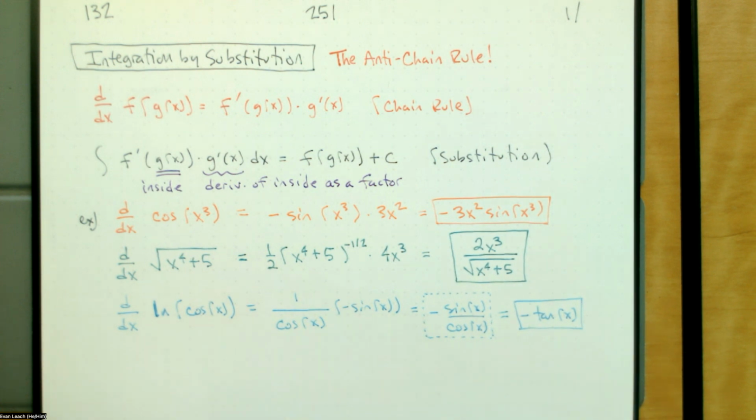The cosine x is in the denominator. I'm not multiplying by cosine x. I'm multiplying by 1 over cosine x. So cosine x is not a factor. It's the denominator. 1 over cosine x is a factor. So if we look at this fraction, negative sine x over cosine x, cosine x is not a factor of that fraction.